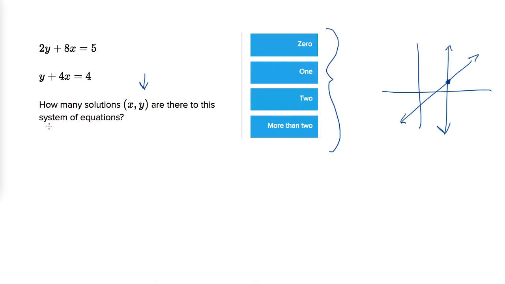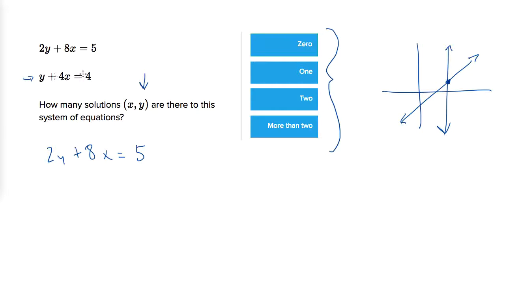So what we're going to do to solve the system of equations is use elimination. So when we use elimination, we want to create the most similarity between the terms in each equation as possible. So we have 2y plus 8x equals 5. And then we have y plus 4x equals 4.